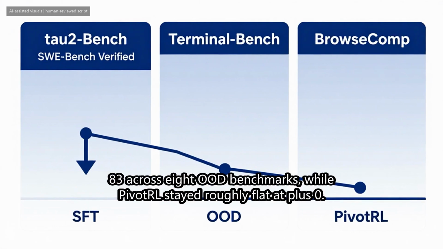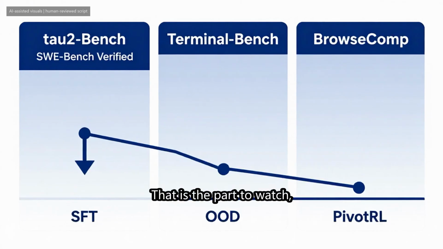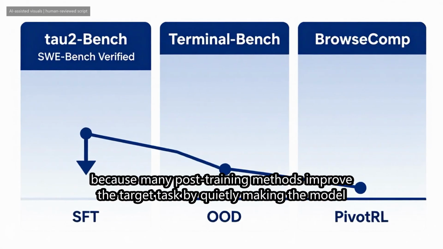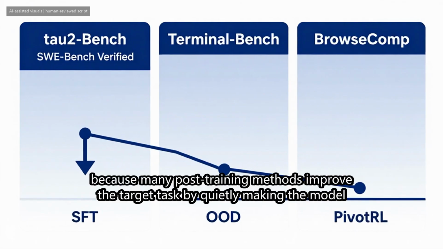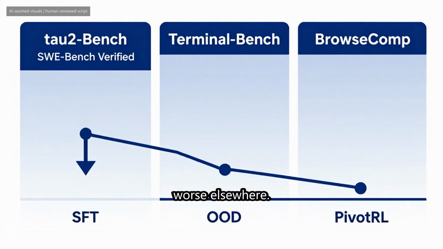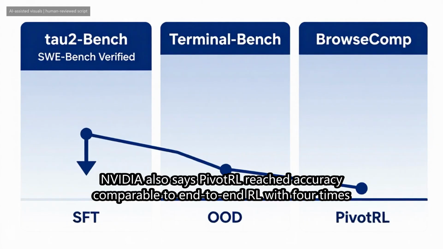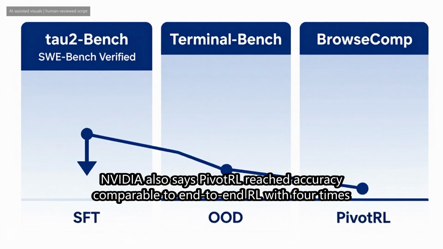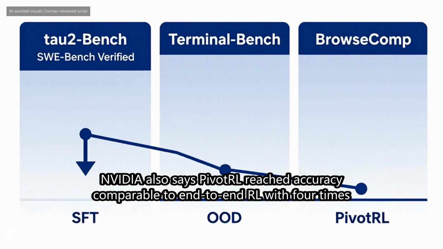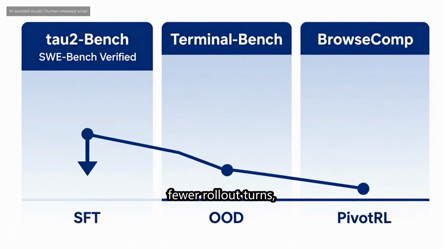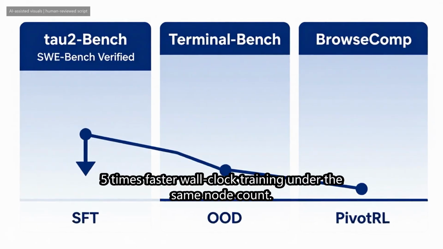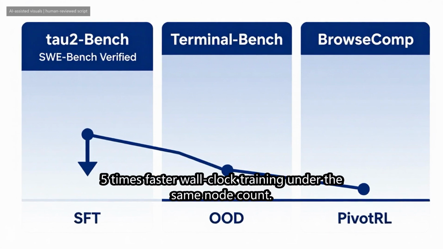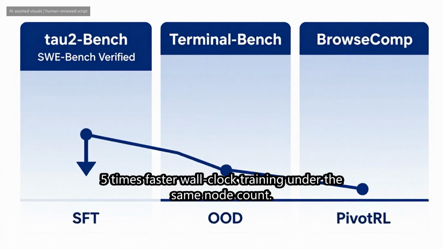That is the part to watch, because many post-training methods improve the target task by quietly making the model worse elsewhere. On SWE-Bench Verified, NVIDIA also says PivotRL reached accuracy comparable to end-to-end RL with 4 times fewer rollout turns, and about 5.5 times faster wall-clock training under the same node count. If those numbers hold, that is a meaningful efficiency story, not just a benchmark bump.